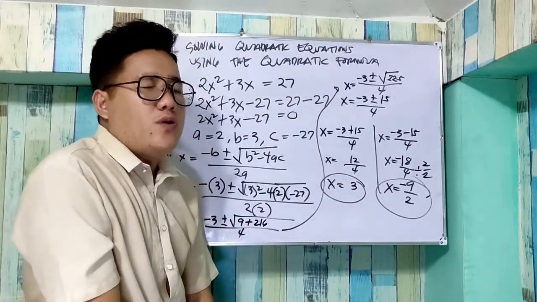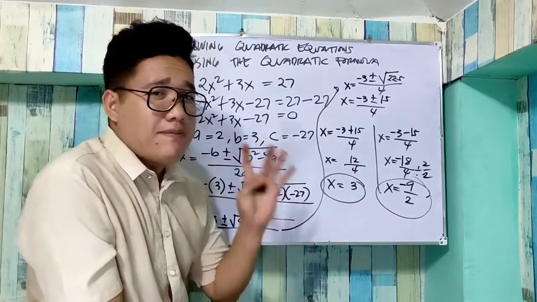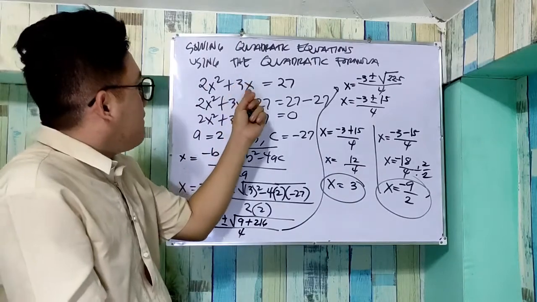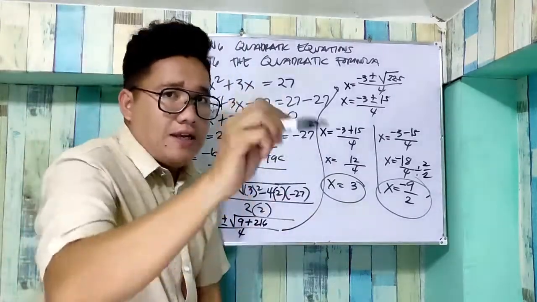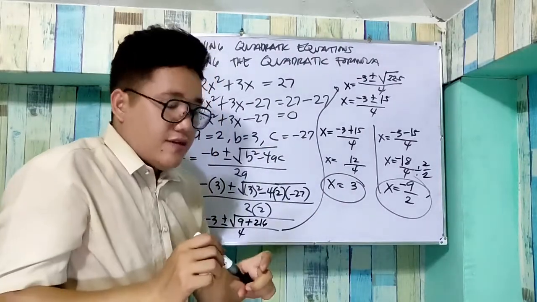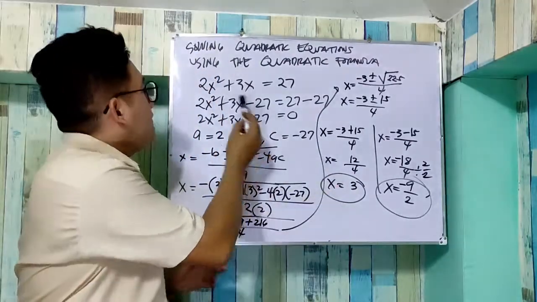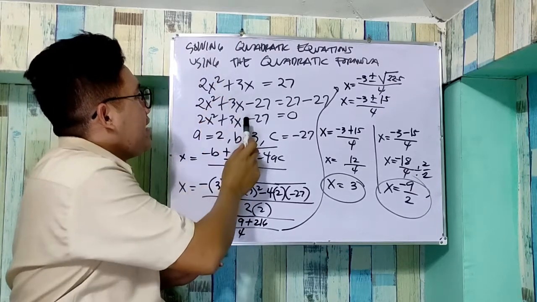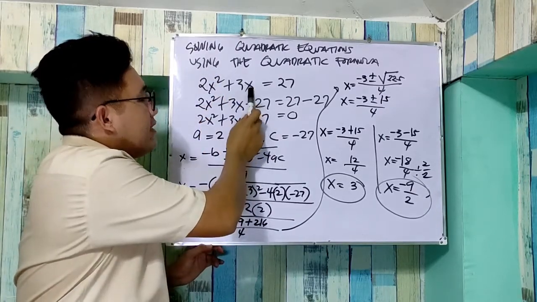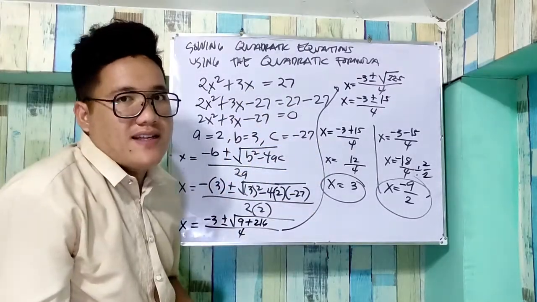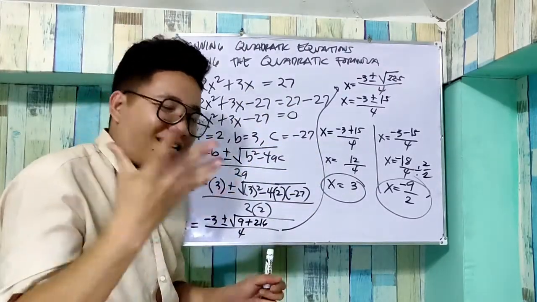To check, hindi ko na i-check para hindi tayo magpahaba-haba. Yung 3, palitan nyo lang to ng 3. Para 27, 27, tama yung sagot nyo. Then, try nyo din yung negative 9 over 2. Halimbawa yung 3. 3 times 3, that is 9. Times 2, that is 18. 3 times 3, that is 9. So, 18 plus 9, 27 equals to 27. As simple as that.